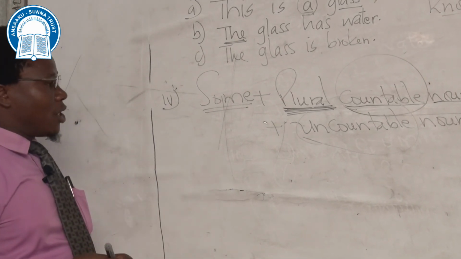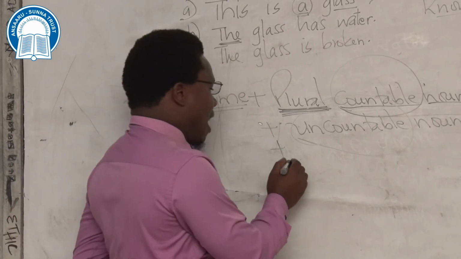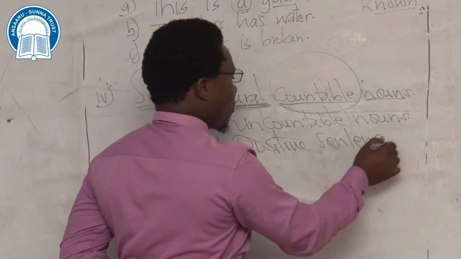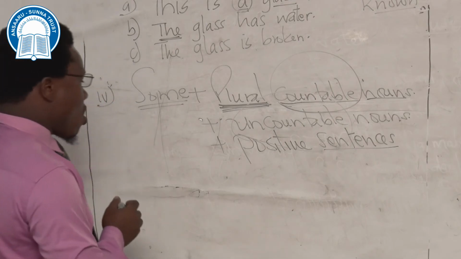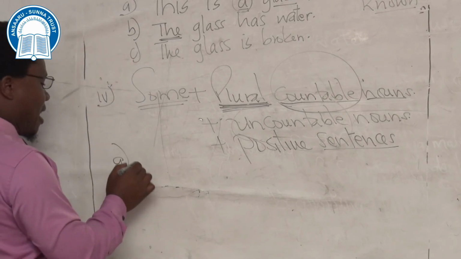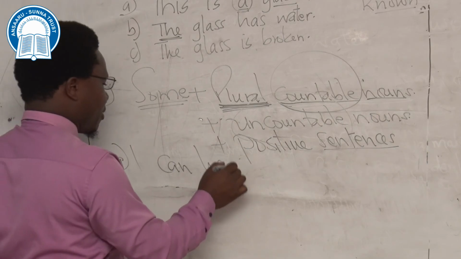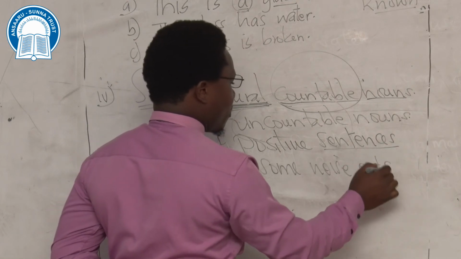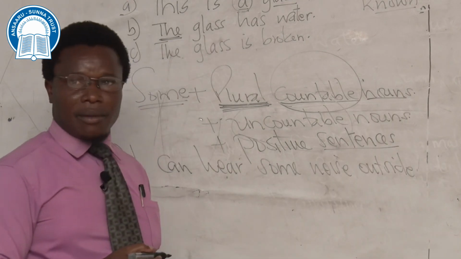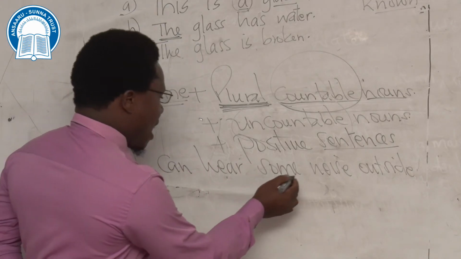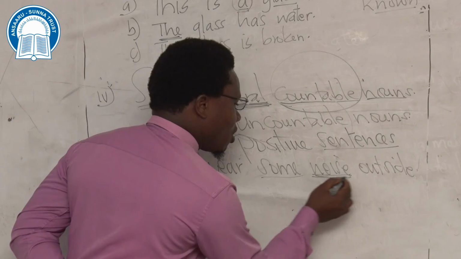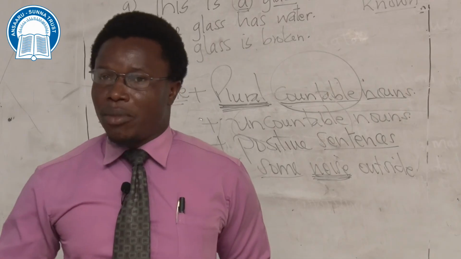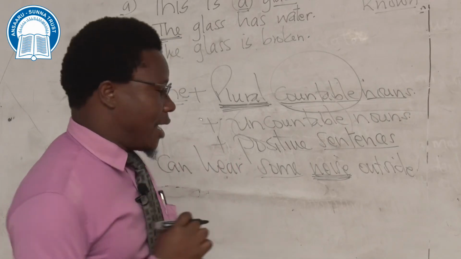So what are other uses of this "some"? First of all, "some" is used with positive sentences. Consider a sentence such as, "I can hear some noise outside." Some noise. First of all, noise is uncountable. But when you listen attentively, then you are able to hear noise outside.